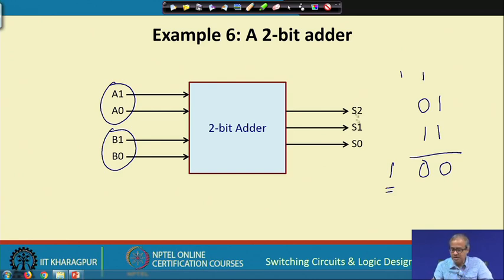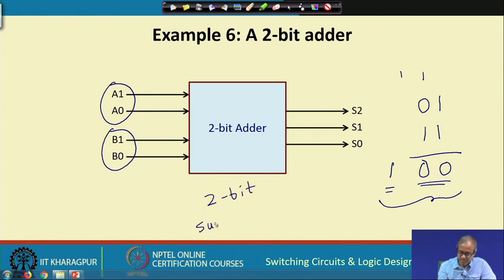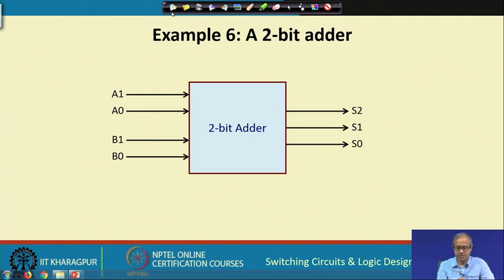So, my sum will be actually 3 bits, 2 bits and a possible carry out. So, this sum will be 3 bits. So, whenever you add 2 bit numbers, your sum will become 3 bits, one more, right, because there is a chance of one carry bit coming out, right. Let us look into this example and see how we can use the Karnaugh map for minimization.